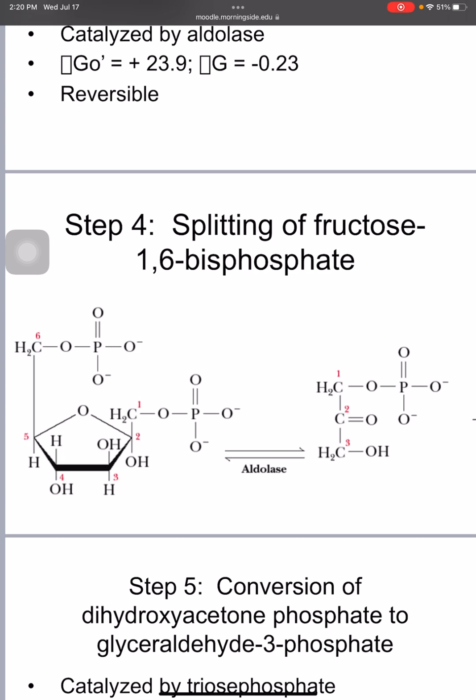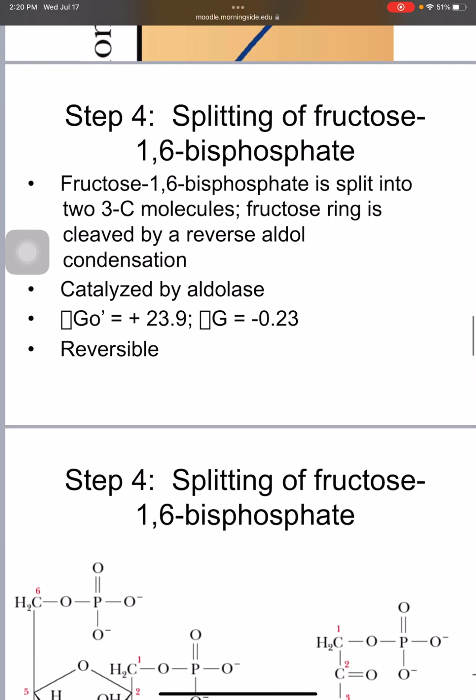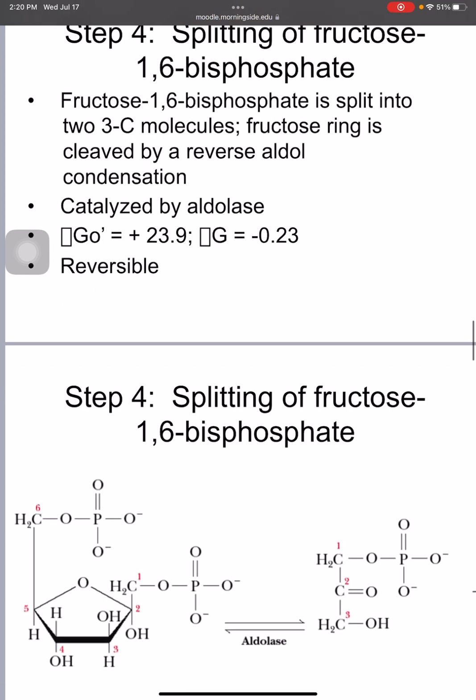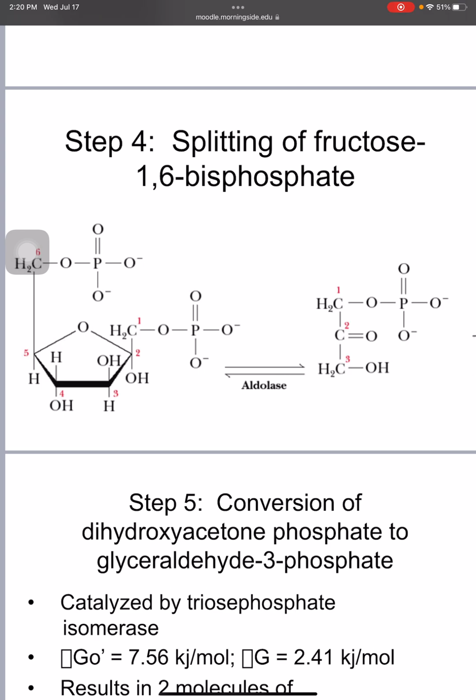All right. It's an equilibrium reaction. I forget what the delta G is, but it's not very high. The delta G at biochemical conditions is negative 0.23 kilojoules per mole. So very, very close to zero, so it is reversible.